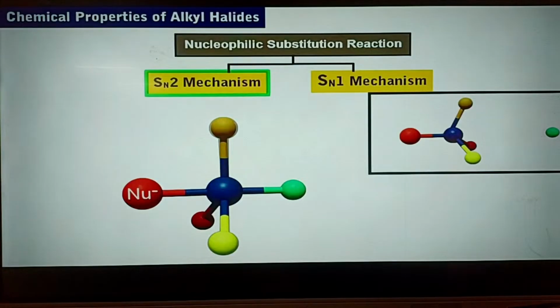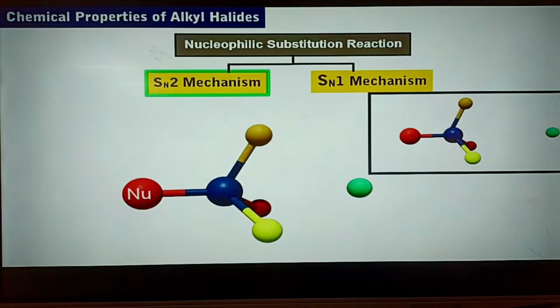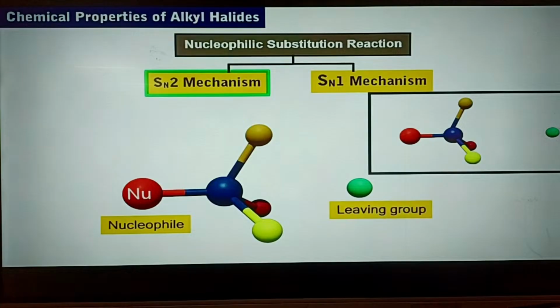Since the carbon atom is bonded to 5 atoms, the transition state is unstable and hence cannot be isolated. As the bond between the nucleophile and the carbon atom forms, the bond between the carbon and the leaving group weakens. The nucleophile essentially pushes the leaving group off the carbon atom.